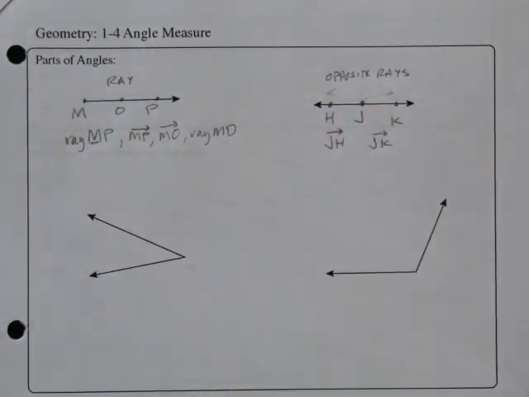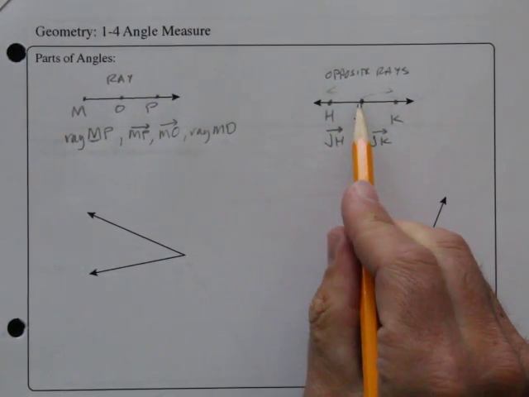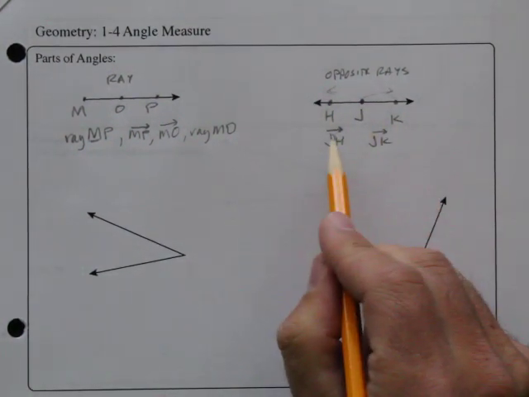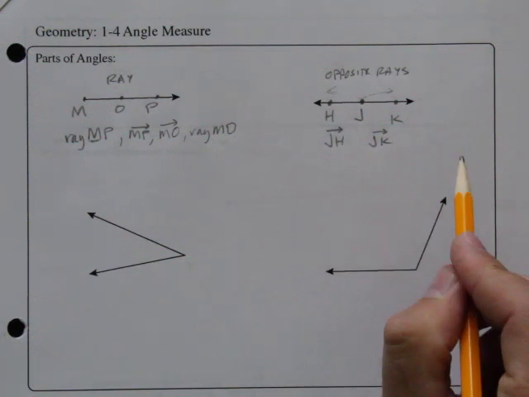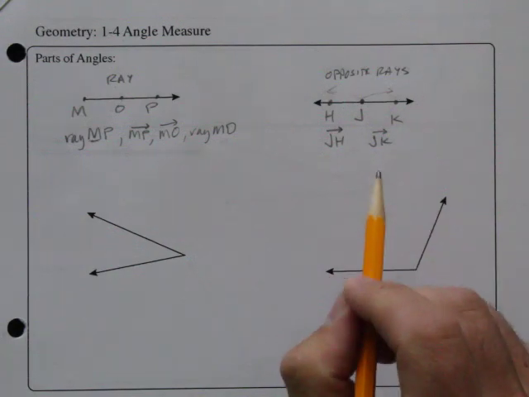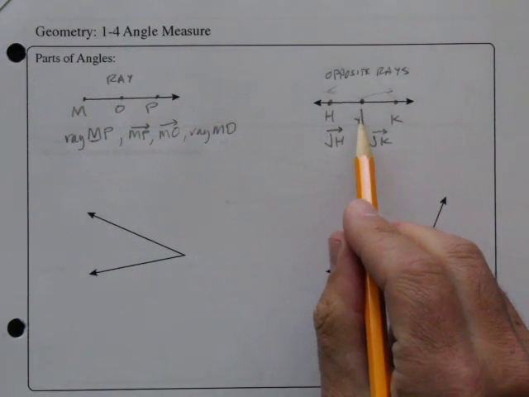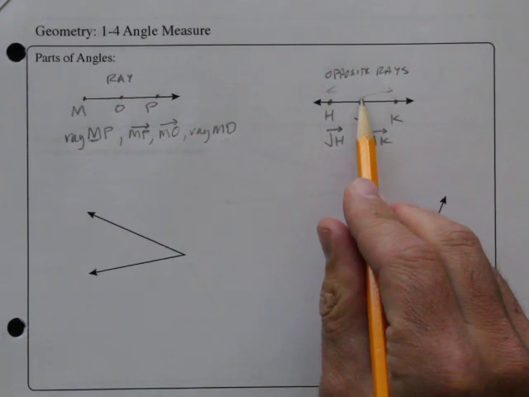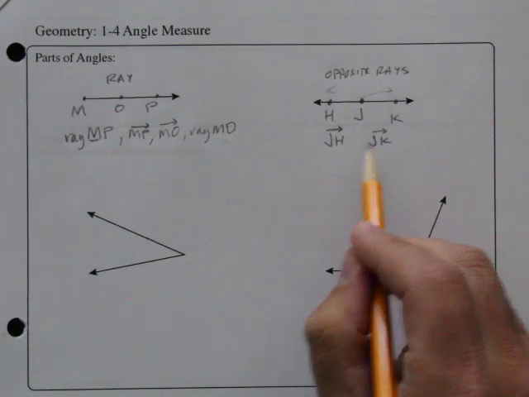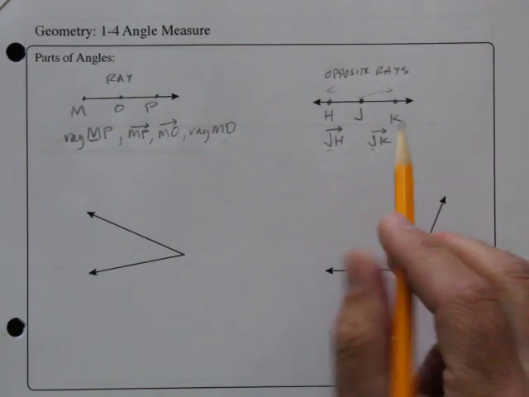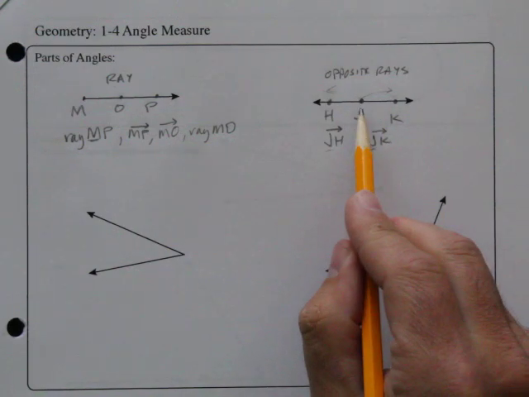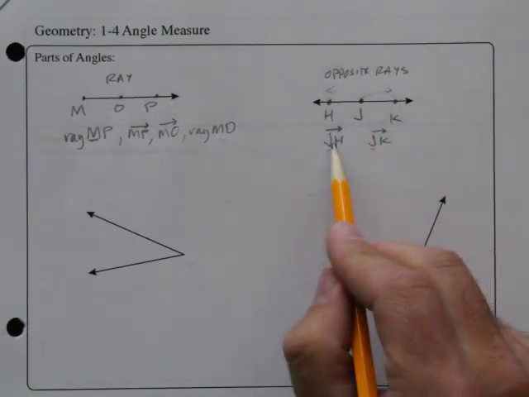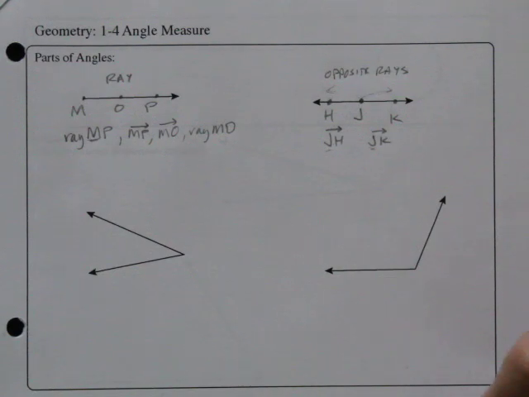Now notice how it doesn't matter if the ray is going left or right. The ray symbol that you put on top of the notation is going to the right, and part of that is that the beginning of the ray needs to be the first letter. JH, ray JH and ray JK. There they are, opposite rays.